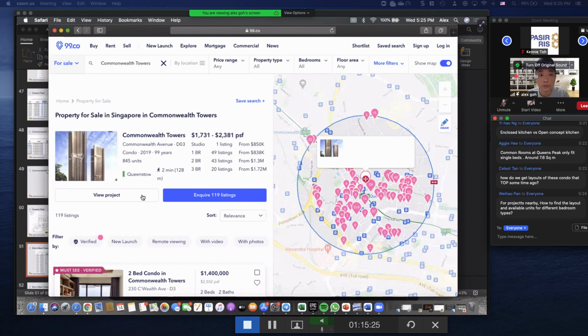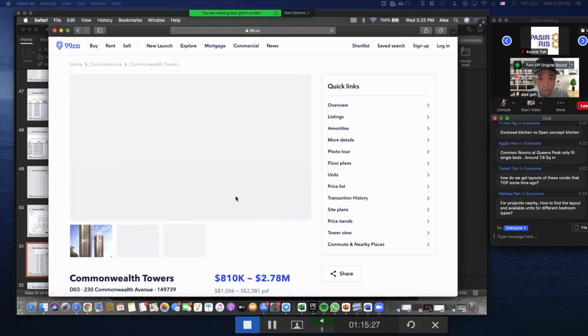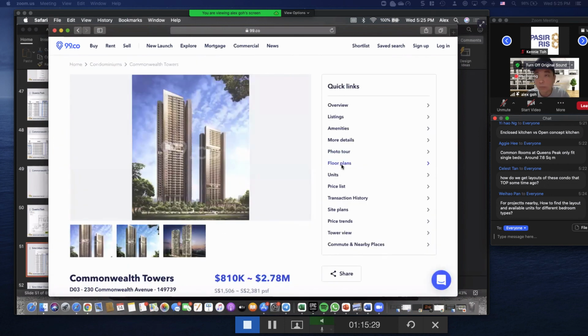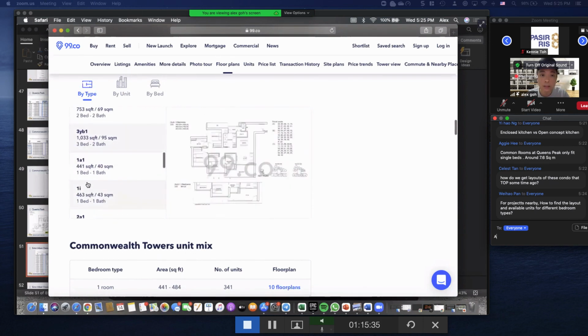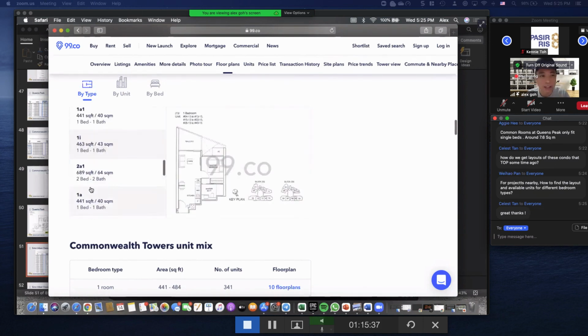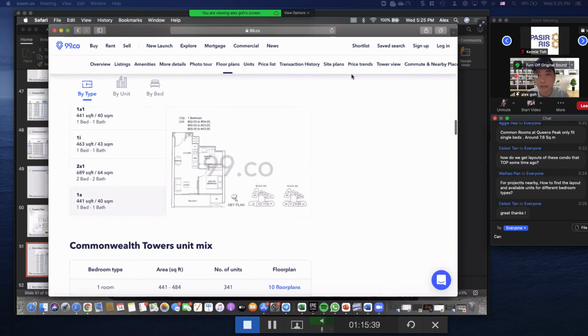Under here, view project, floor plan. Most of them are inside. I can't say everything, but a lot of them are inside. But those very, very old ones, you need to buy one. Sometimes even buying, you cannot find.